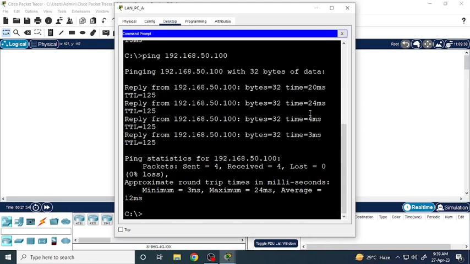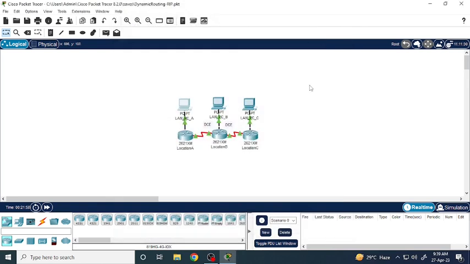Okay, so that's how you can do dynamic routing using RIP, and how you can use RIP version 1 and RIP version 2.